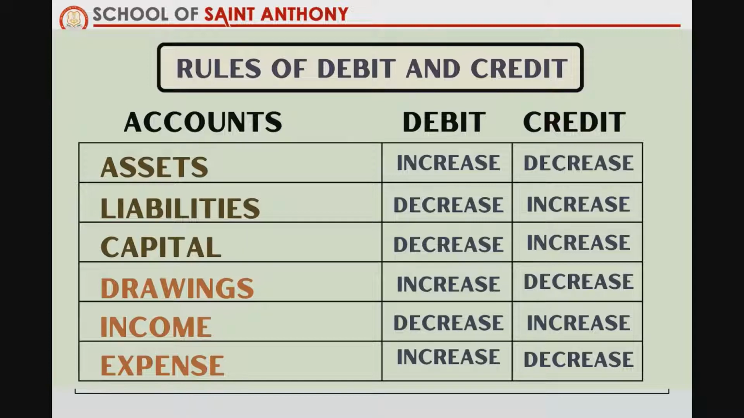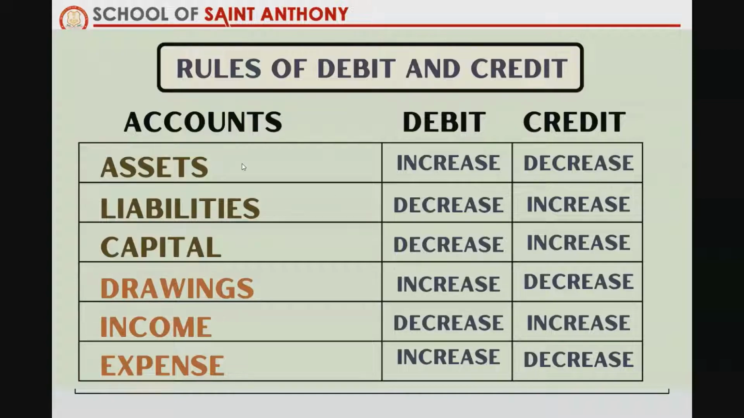As you can see here, there are accounts that increase on the debit side, and there are accounts that decrease on the credit side. So again, if you're going to be asked debit and credit, debit means the value received and it is on the left side of the account, and credit means the value imparted with and it is written on the credit side of the account. So these are the rules of debit and credit.